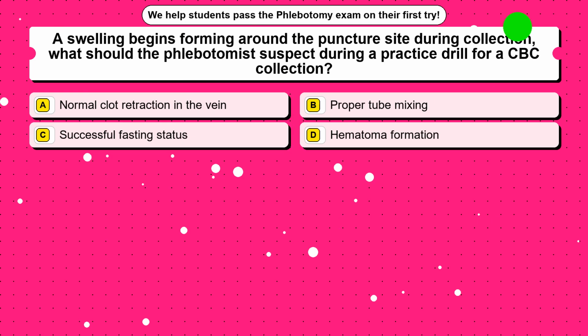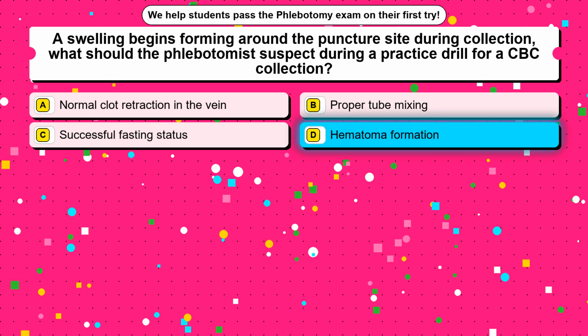Question 6. A swelling begins forming around the puncture site during collection. What should the phlebotomist suspect during a practice drill for a CBC collection? Option A, normal clot retraction in the vein. Option B, proper tube mixing. Option C, successful fasting status. Option D, hematoma formation. The correct answer is option D.